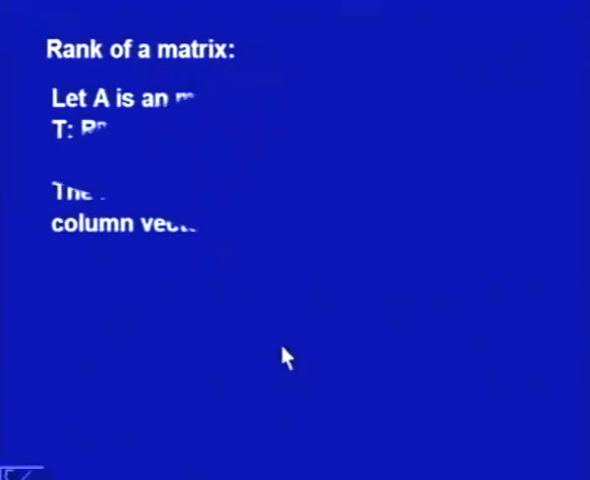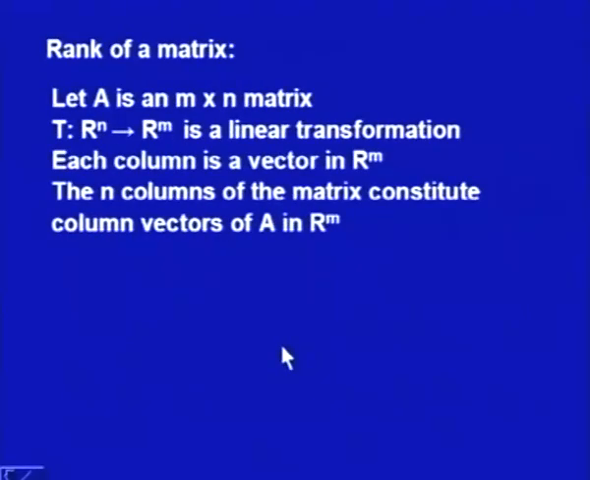Now, I will try to define the rank of a matrix in a slightly different manner. We will do this in the same manner as we have done for linear transformation, because I want to relate the two concepts. So, let us have a matrix A, which is an m by n matrix, and a linear transformation T from Rn into Rm. We say that each column is a vector in Rm.